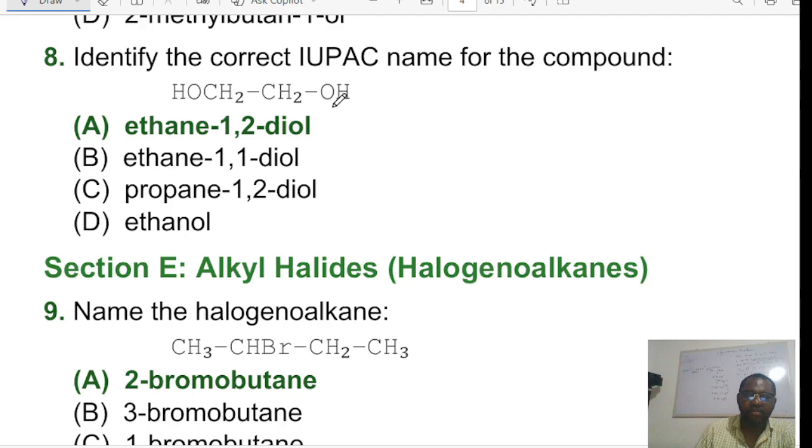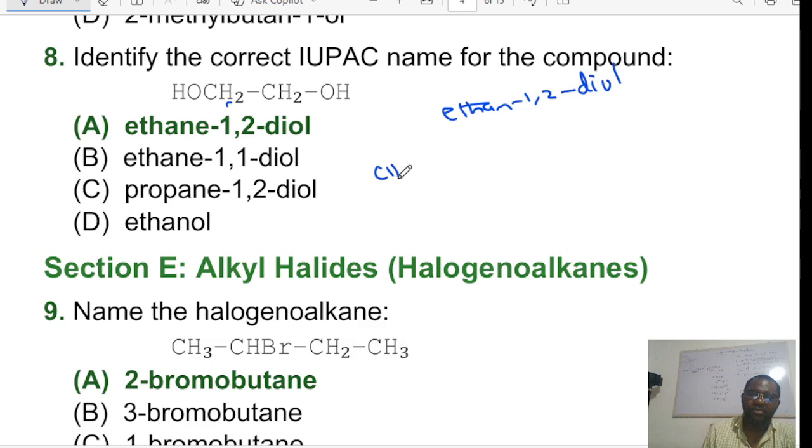For this one it says identify the correct IUPAC name for the compound. So this is a compound. It has two OH groups. Anytime you see two OH groups, it means diol. There are two carbons here, so it's going to be ethane-1,2-diol, okay? Because the two OH groups are in position 1 and position 2. So that's it. Nothing much to be said here.